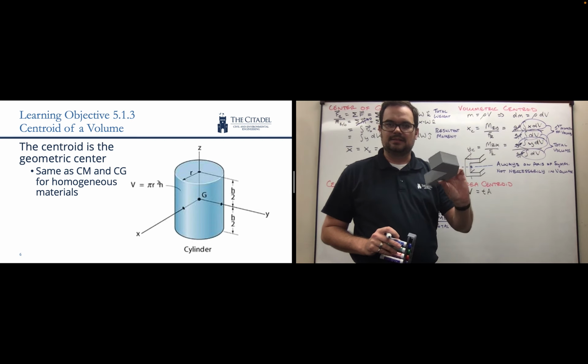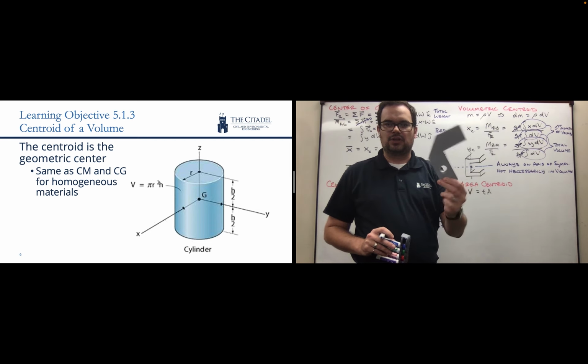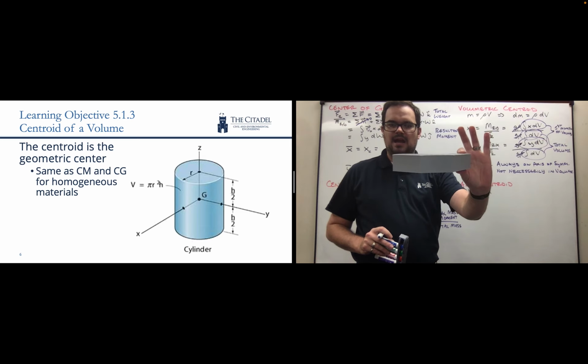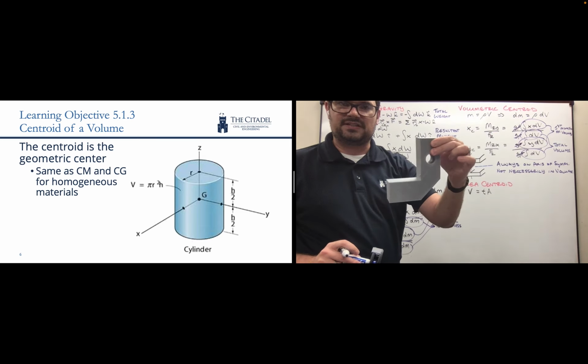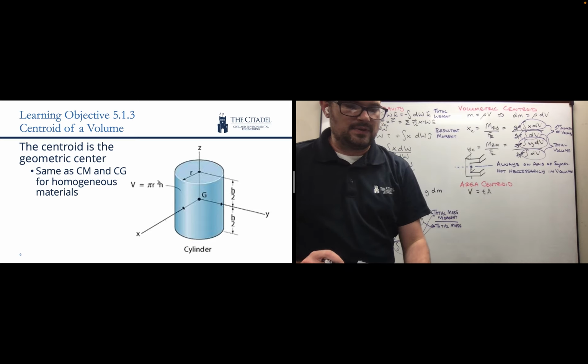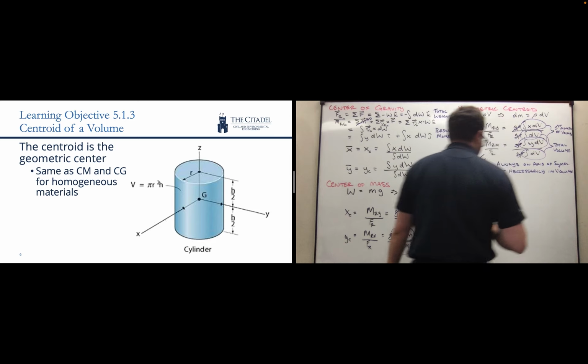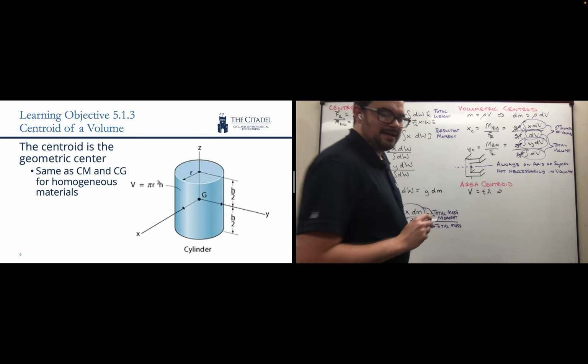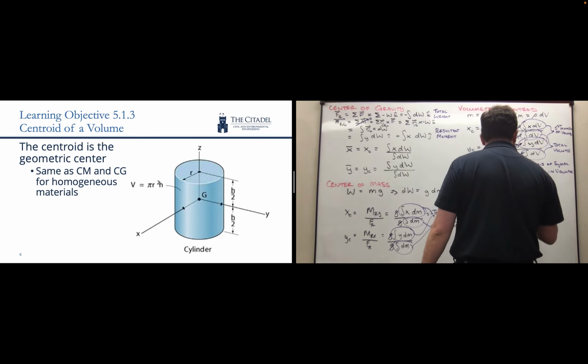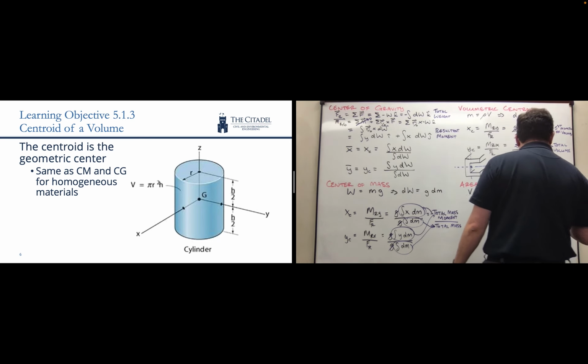Consider something like this, right? So I have a complicated looking shape, but it's prismatic. It has a constant thickness. So if I do my cross-sectional area times the thickness, I would get the overall volume. So what this is going to tell me is that my differential volume is going to be equal to the thickness times the differential area.